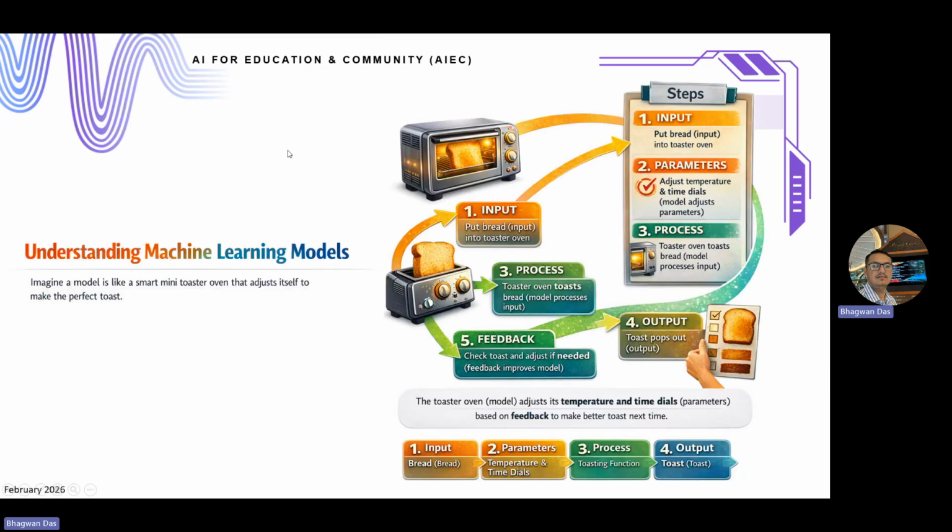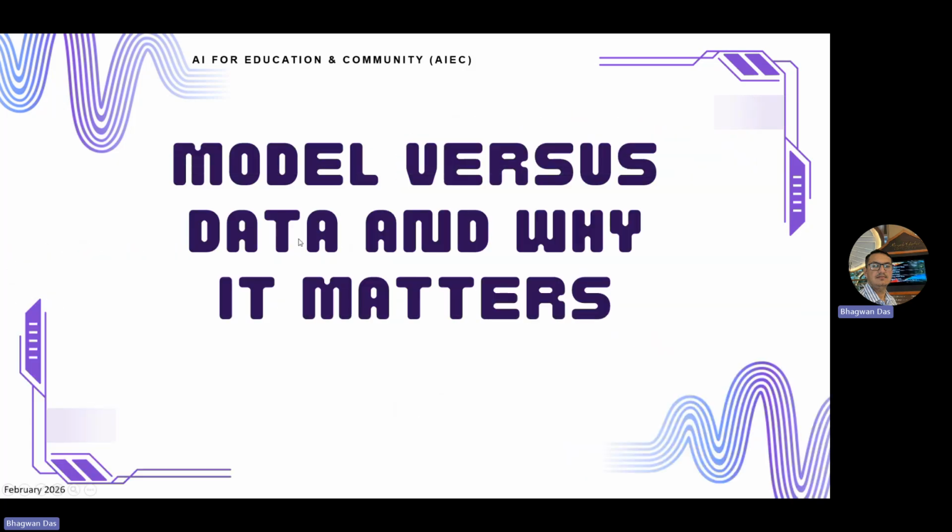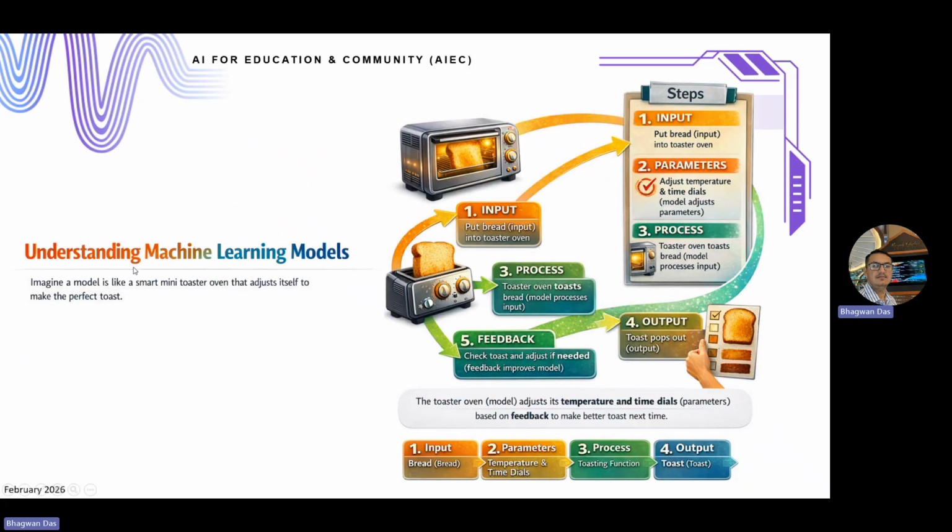Okay, let's have a look at a few more examples to understand the machine learning model. Previously we learned about machine learning. Now we are moving towards the second topic, which is called model versus data and why it matters. Understanding machine learning models is really important. This is how artificial intelligence works. So imagine a model in a smart mini toaster oven that adjusts itself to make perfect toast. Have a look at this here.